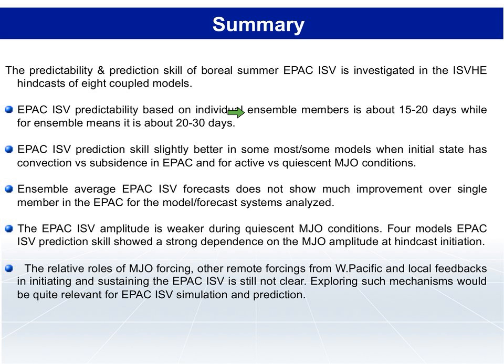Also, some models show sensitivity to whether the hindcasts are initiated when the MJO is active over the Western Pacific or weak over the Western Pacific. The relative roles of MJO forcing and other remote forcing mechanisms in the Western Pacific, and the local feedback mechanisms, in initiating and sustaining the Eastern Pacific ISV is still not clear. So exploring such mechanisms would be very relevant for the Eastern Pacific ISV simulation and prediction. So I think with that, I will wind up. Thank you.